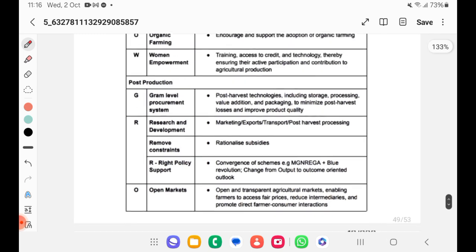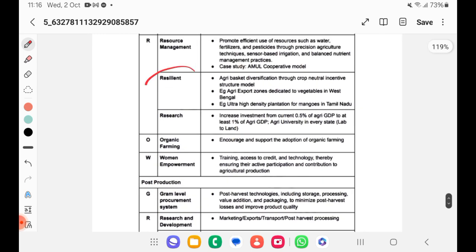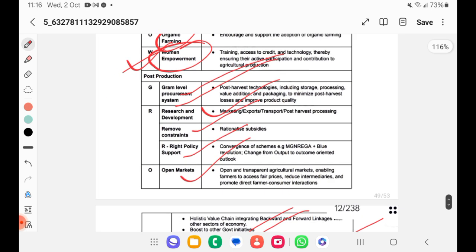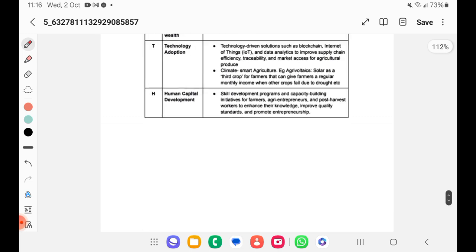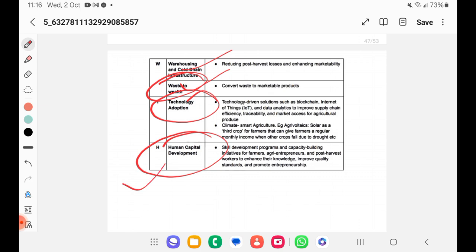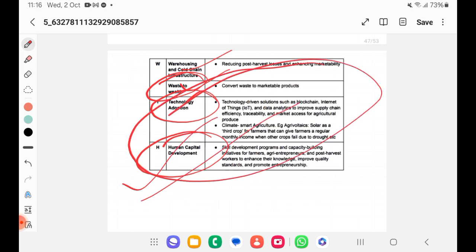Then we have genetic R&D, resilient resource management, organic farming, women empowerment. Don't forget this. Then we have a post-production, gram level procurement system. Gram level procurement should happen. R&D, remove constraints, right policy support, open markets. These are the things which have to be addressed and taken as a way forward, along with warehousing, waste to wealth, important thing. And then technology adaptation and human capital development. These are the way forward themes that we have focused on.